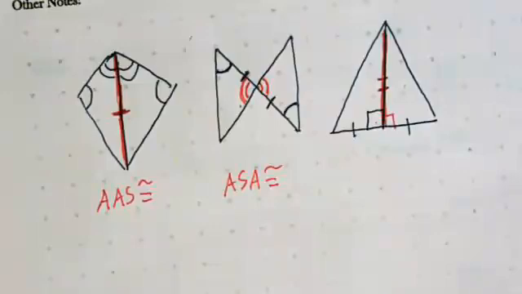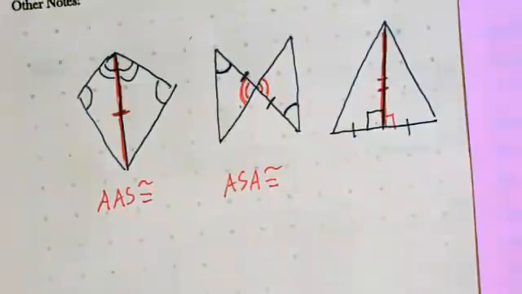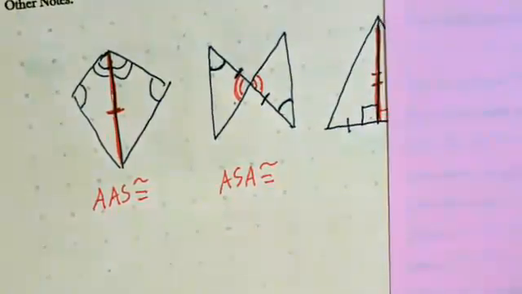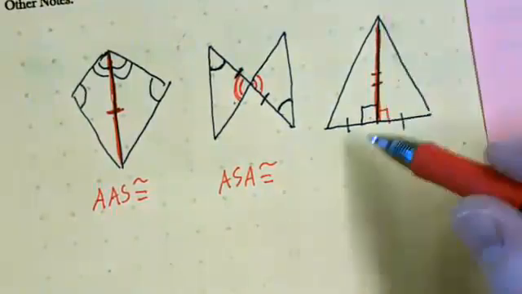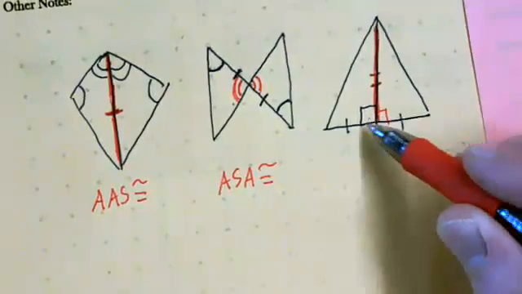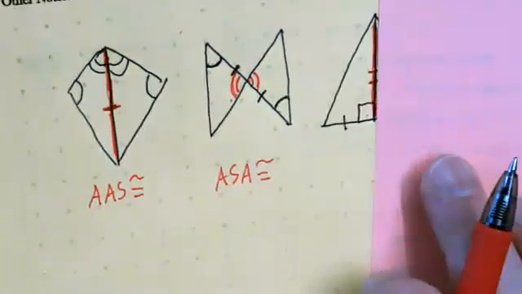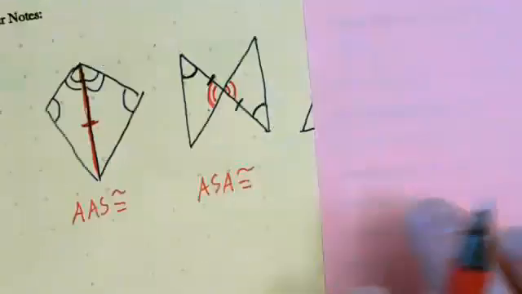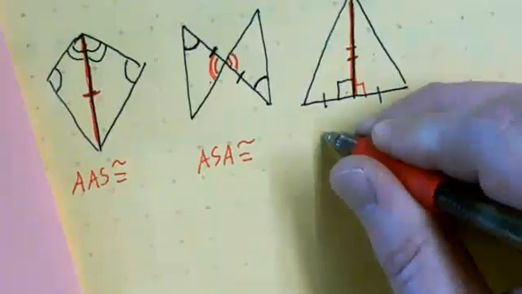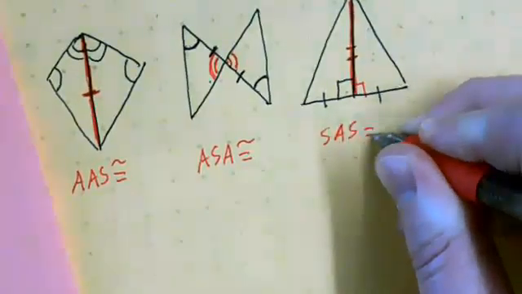Ooh, that's an interesting thought. So Anthony is saying that we've actually got SAS going on here. Do you agree with him? Because these are both marked 90, which means they are the same, right? And that angle is in both triangles, that angle is touching both sides. Could we do SAS? Okay. I'm going to go ahead and write SAS because we seem to all be agreeing on that.